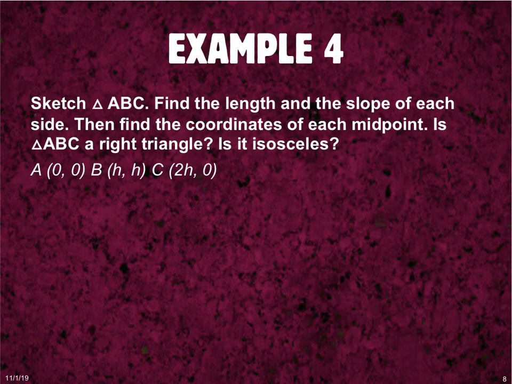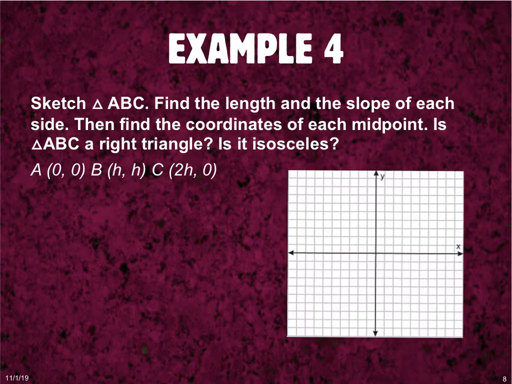So the next example that we're gonna complete. Okay, so this question has a lot involved here. So let's go and do it piece by piece. The first thing it wants us to do is sketch ABC. So I'm gonna sketch these 3 ordered pairs. And again, you can decide whatever length you want to make H.